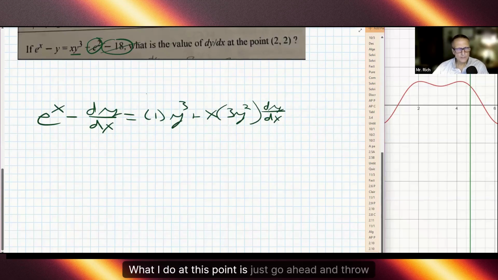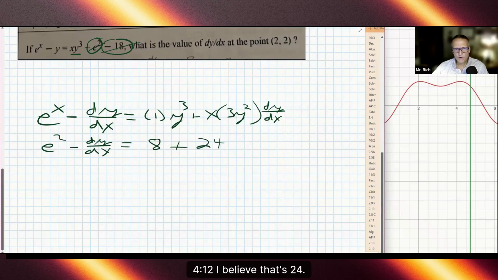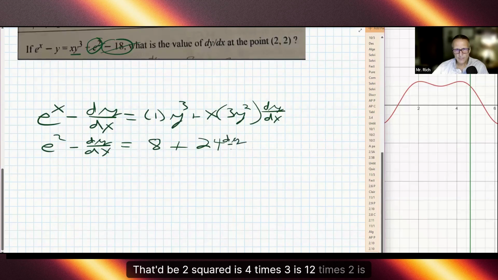What I do at this point is just go ahead and throw in the x and the y. I don't do any algebra at this point. I just throw in my y and x values. So that's going to make that an 8. That's 4, 12. I believe that's 24, right? That'd be 2 squared is 4, times 3 is 12, times 2 is 24 dy/dx.